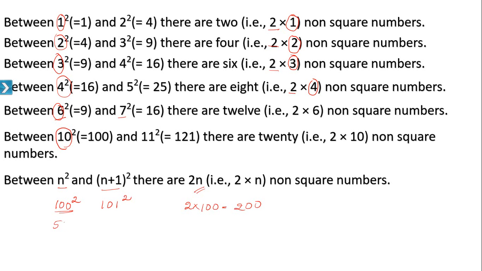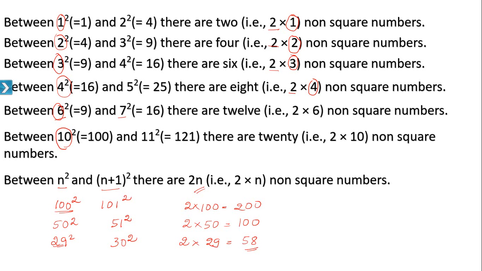Between 50 square and 51 square there are 2 into the first number, that is 50. 2 into 50, that is 100 non-square numbers. Between 29 square and 30 square, how many non-square numbers are there? That is 2 into the first number, that is 29. 2 into 29, that is 58 non-square numbers.